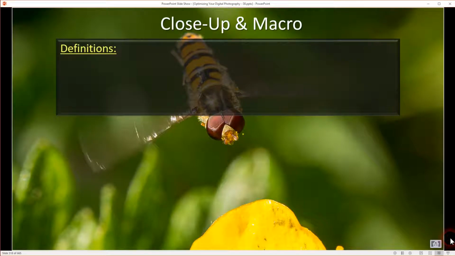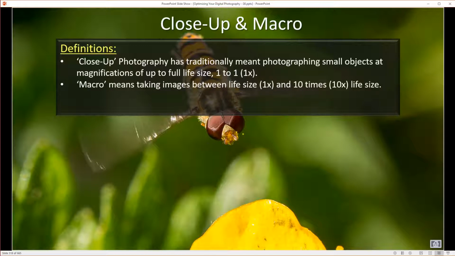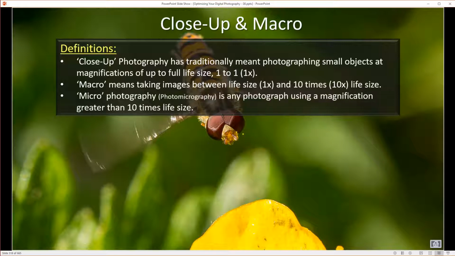I'm now going to look at close-up and macro photography. So some definitions just to get ourselves clear as to what we're talking about. Close-up photography has traditionally meant photographing small objects at magnifications of up to 1:1 or life size. Macro, in the traditional sense, means taking images between life size, which is 1 times magnification, and 10 times life size, 10 times magnification. Microphotography or photomicroscopy is any photograph using magnifications greater than 10 times life size.